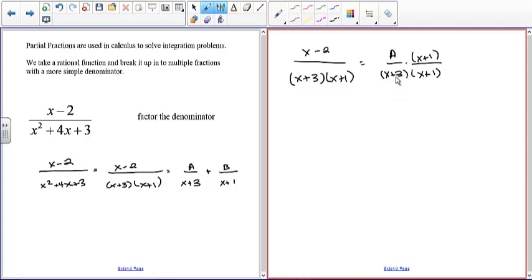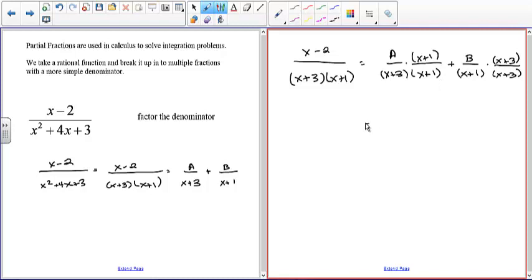Okay, so that's the first part. Now we have x plus 3 times x plus 1 in the denominator for this first term, which matches the left-hand side here. And you do the same thing for the second expression, but instead of multiplying by x plus 1, you multiply by the denominator associated with the first term: x plus 3 divided by x plus 3.